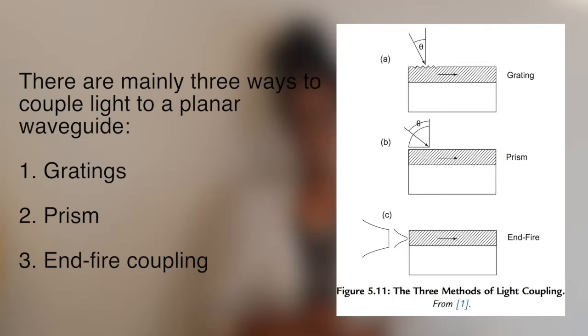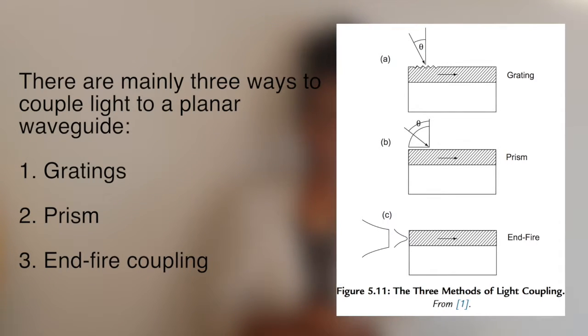So, in order to couple light from free space into a waveguide, techniques to match wave numbers need to be introduced. Light coupling is a process that is used to match wave numbers of two different media. Now, there are three ways to couple light to planar waveguides, and these are gratings, prism, and end-fire coupling.